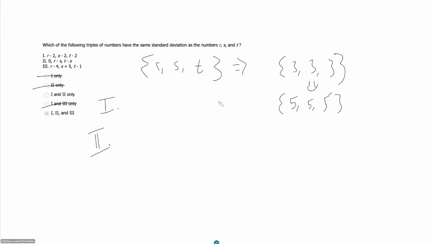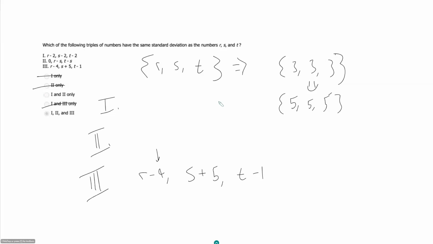Now what about 3? So 3, our new set is r minus 4, s plus 5, and t minus 1. So I see what they're doing here, I think. They're trying to get you to think that our adjustments offset each other. In other words, I adjusted this guy down by 4 and this guy up by 5. So net, I have a change of positive 1. And then here I subtract 1 for a net change of 0.